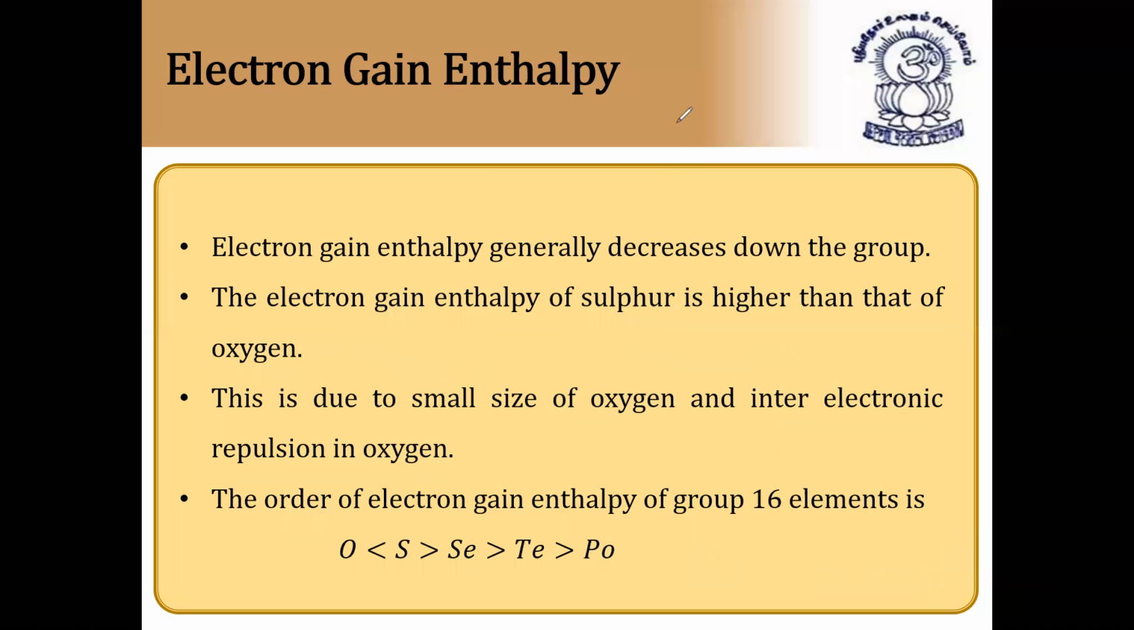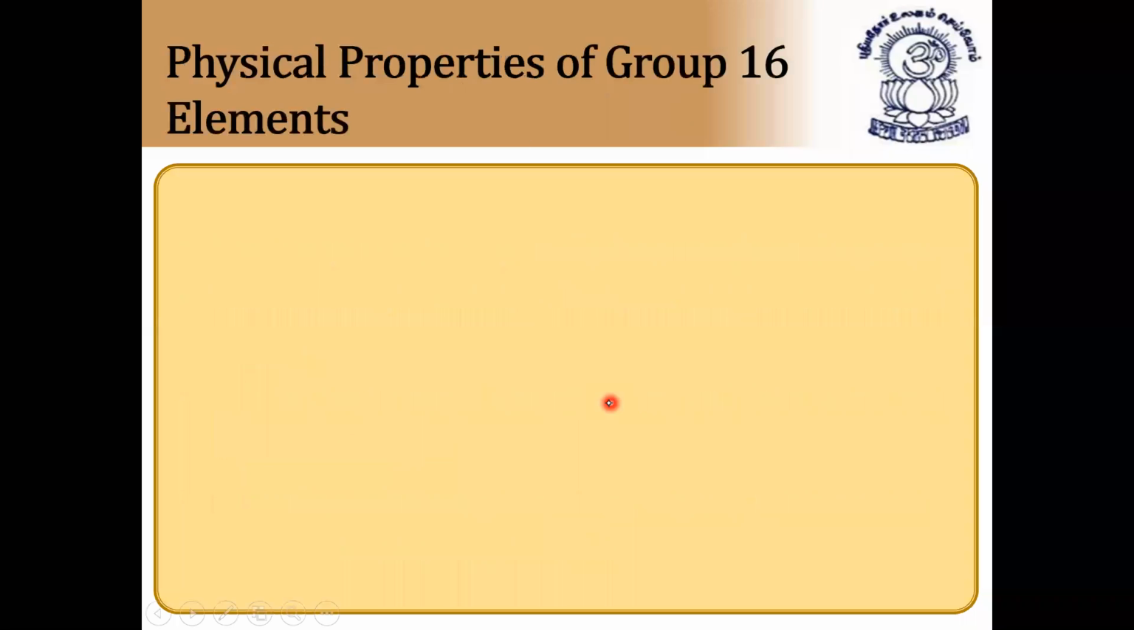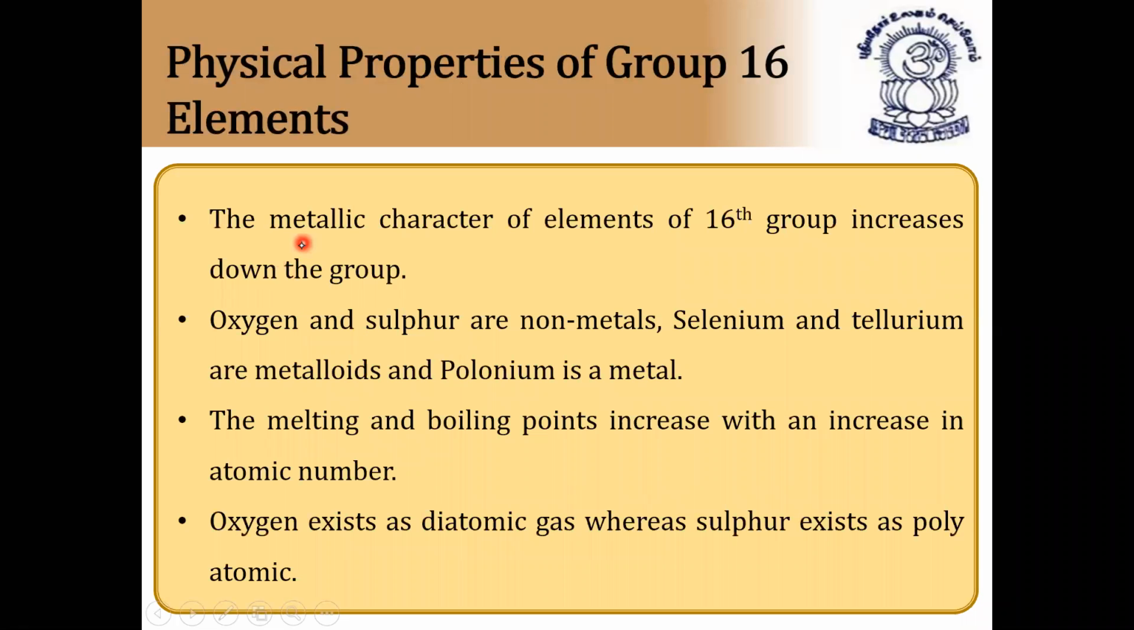Next, physical properties of group 16 elements. The metallic character of elements of group 16 increases down the group. Any group you take, the metallic character increases down the group because non-metals change to metals, and in metallic groups also the metallic character increases down the group. So whether you take metallic or non-metallic groups, that is group 1, group 2, group 15, group 16, group 17, group 18, or group 13 and 14 also, in all the groups the metallic character increases down the group.